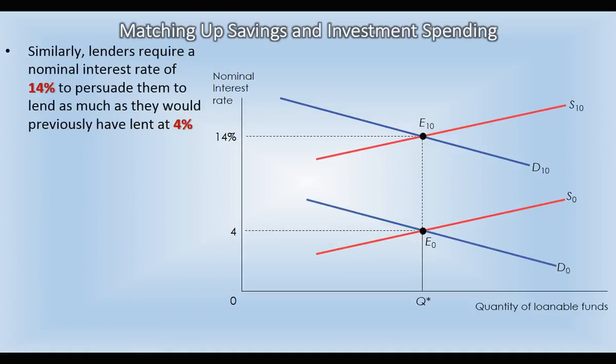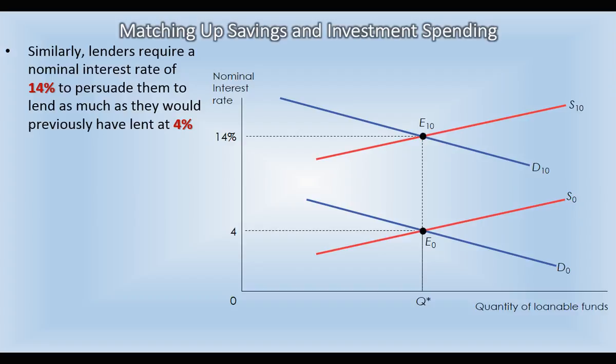Similarly, lenders require a nominal interest rate of 14% to persuade them to lend as much as they would previously have lent at 4%. So again, knowing that inflation is going to go up to 10%, lenders are interested in the real rate of return, the inflation adjusted return on investments, which again is the real interest rate. And so if you have a 4% interest rate, then they're going to want 14% on their existing loans in order to make them profitable.